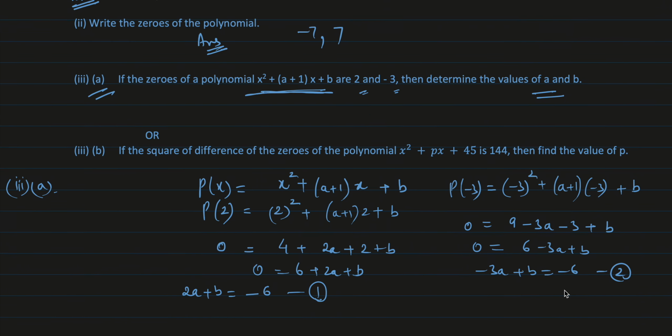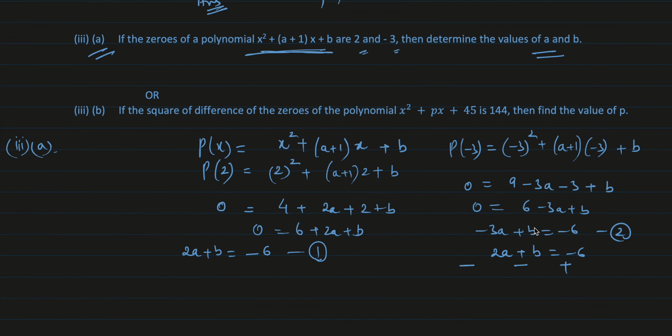So when I solve these by elimination method, let's take 2A plus B is -6 here also, subtract both of them, the sign changes, these two things cancel out, so -5A is 0, so A comes out to be 0. When A is 0, what will be B? B will be -6, so you get the values. Okay, it is done. I hope till here it is clear, students.